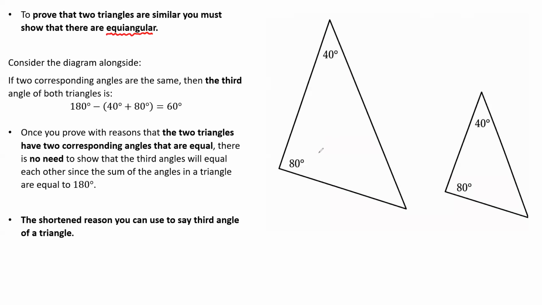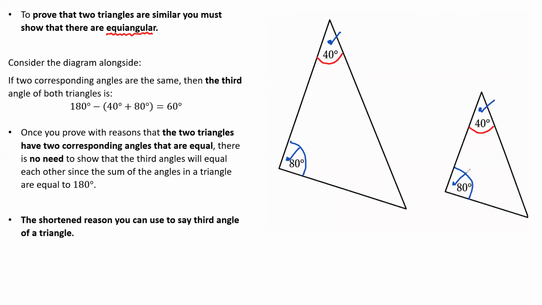So here's a hypothetical situation. I've got two triangles, different sizes, but same shape. I've got a triangle here with 40 degrees matching this 40 as well. I've got another angle, which is 80, matching this 80 as well. So already I know that two angles in both triangles are equal. In other words, 40 is equal to 40, and 80 is equal to 80. I'm given that.